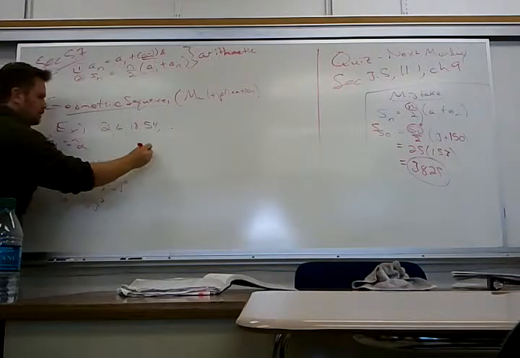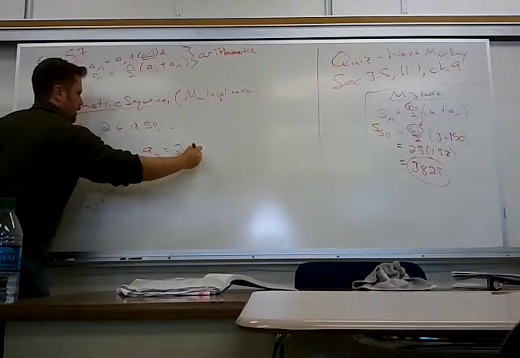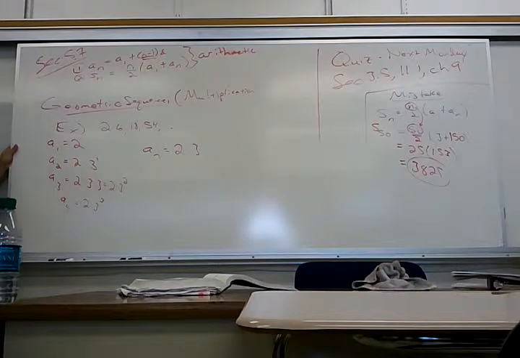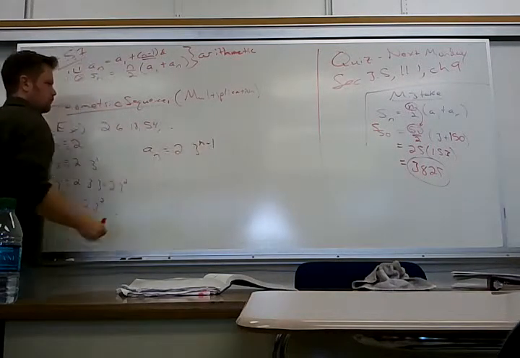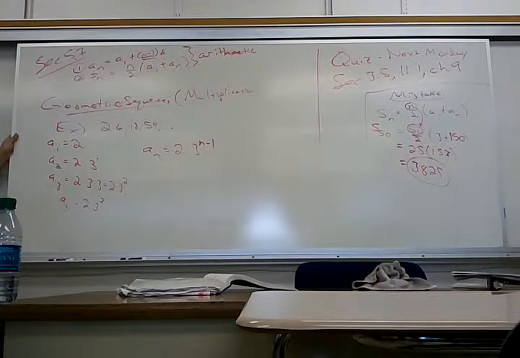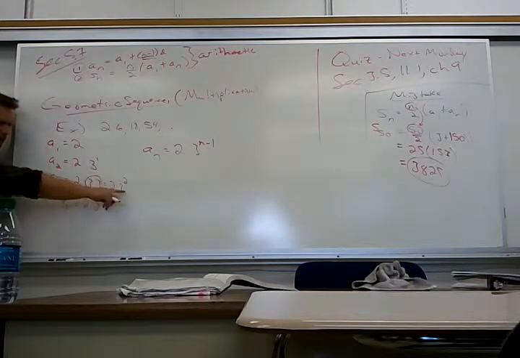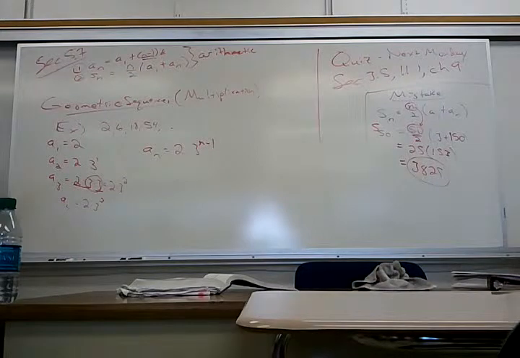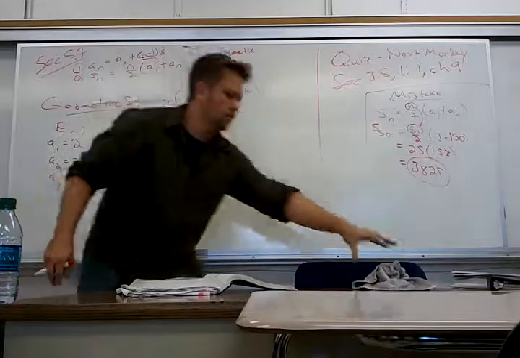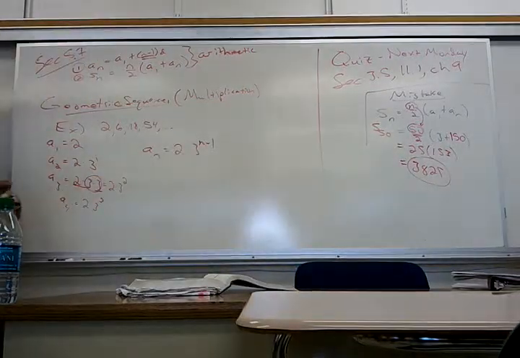So what's an going to be? I start at 2 and I multiply by how many 3s? n minus 1. Beautiful. A2 equals 2 times 3 to the first power, A3 equals 2 times 3 squared, A4 equals 2 times 3 cubed, and in general 2 times 3 to the n minus 1. I just wanted to show that I multiply by one more 3 each time.